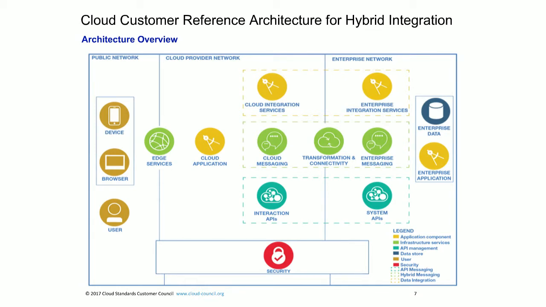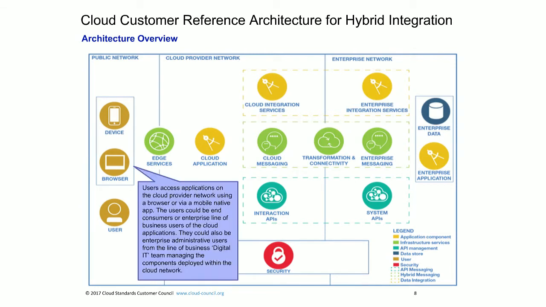And then you see the three gateways that I talked about, the API, the event, and the data. Those are the dotted lines around components. Interaction APIs and system APIs together represent the API gateway into the enterprise. Likewise, the event gateway is the cloud messaging and the enterprise messaging. And finally, the data gateway is represented by the cloud integration and the enterprise integration. In the next few slides, I'll walk you through each one of these components in a little bit more detail, explaining what the capabilities of each of those components are.